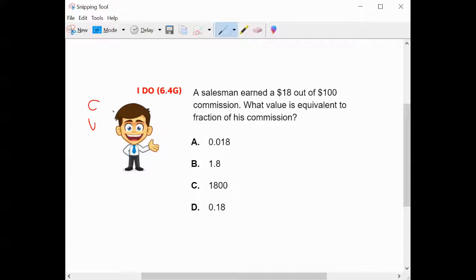All right, y'all, it's time for the I do. I'm going to just review this problem with you in 4 simple steps I know we practiced all year. So let's begin. A salesman earned $18 out of $100 in commission.